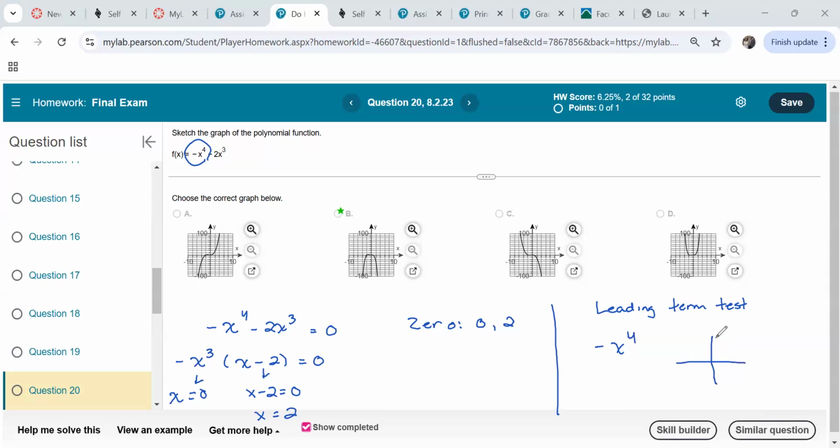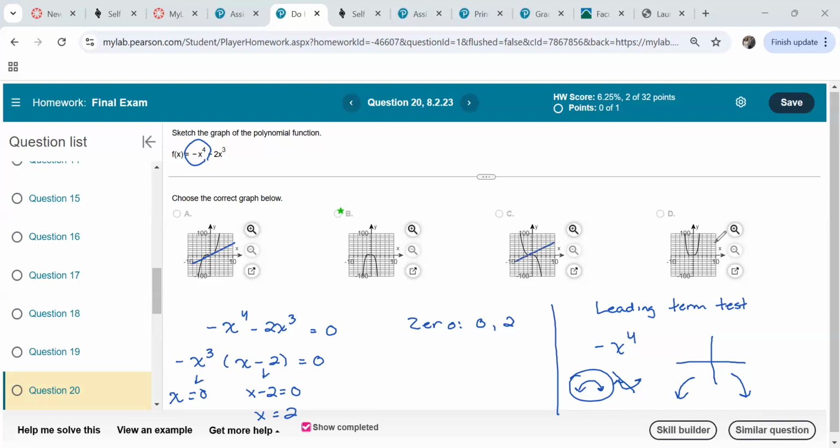So by leading term test, what that means is that this has an even power, so we have a parabola of some sort. And then because it's a negative coefficient out front, it's just going to be this. So we know that end behavior is this. So going through here, we know we have something that has to have these zeros and this end behavior.